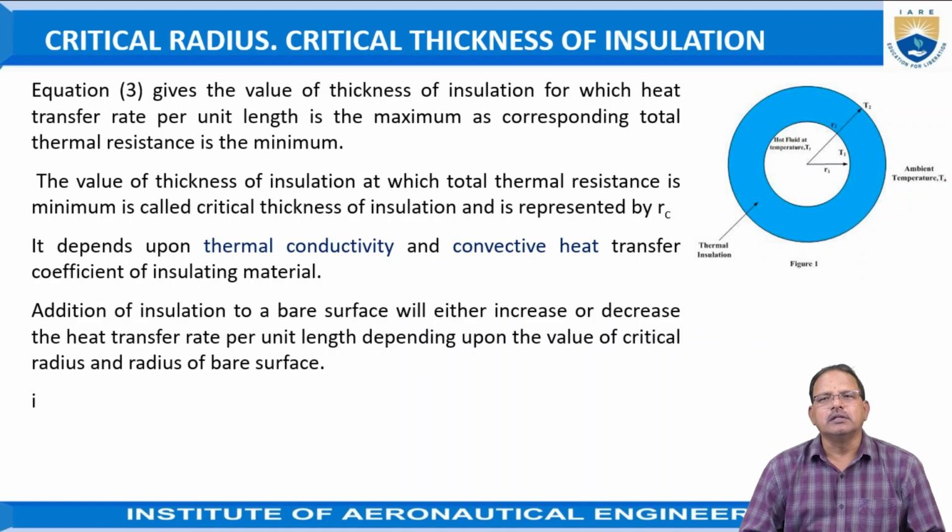In the case of cylindrical objects, it is treated as the critical radius. It is generally represented as Rc. It depends upon the thermal conductivity and the convective heat transfer coefficient of the insulating material. The addition of insulating material to a bare surface will either increase or decrease the heat transfer rate per unit length, depending upon the value of the critical radius and the radius of the bare surface, that is the R1 value.